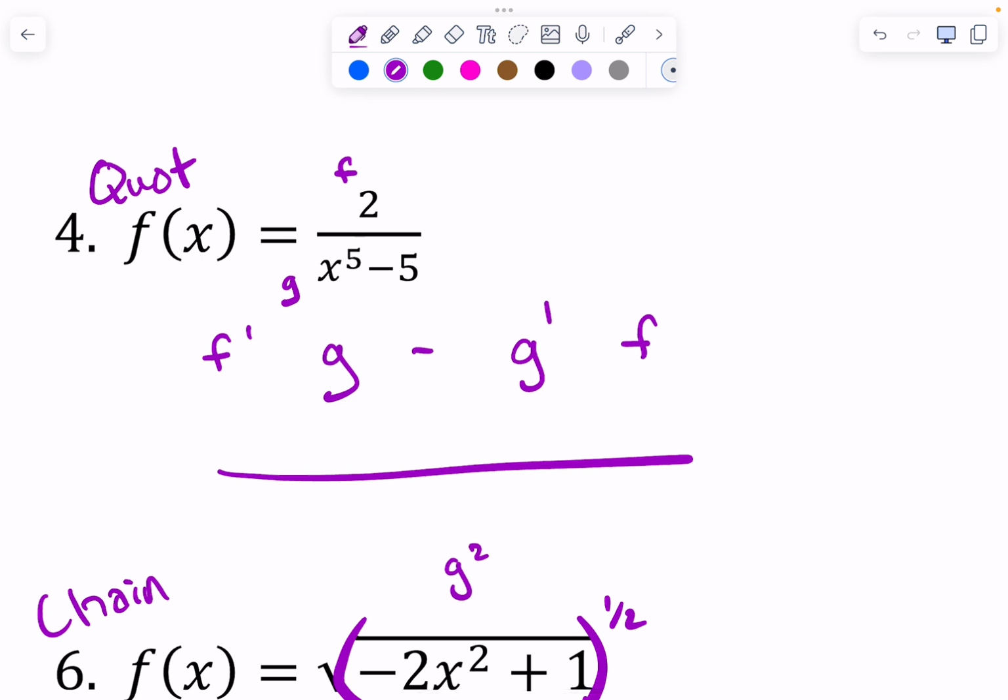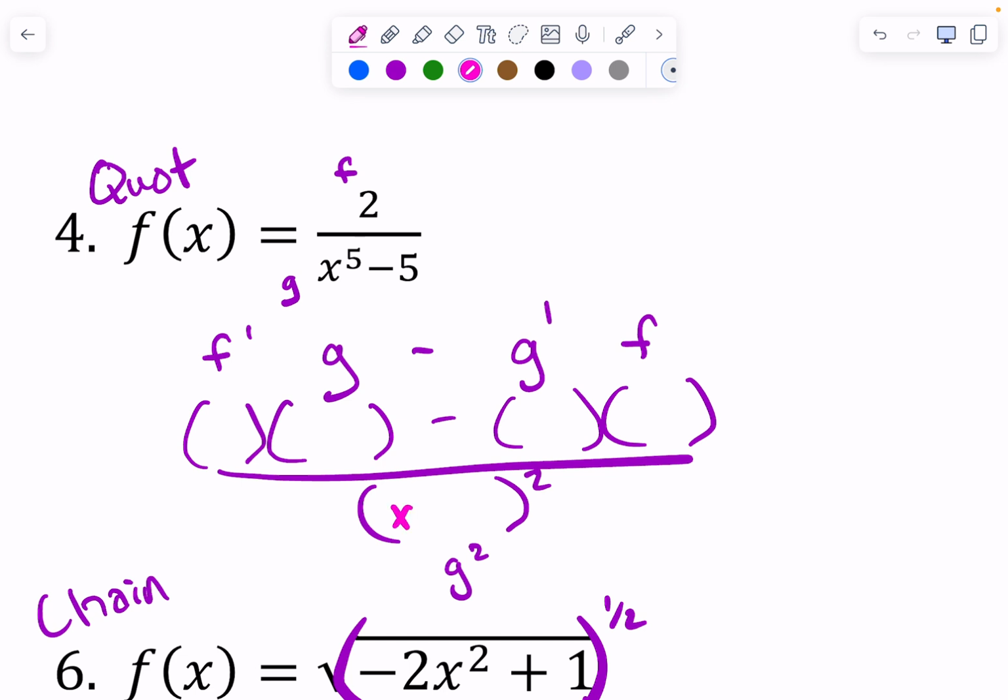Okay, all right, so I've got my 4 pieces on top, just like we did before, except we're going to be really, really super careful when we distribute that negative through, right? All over G squared on the bottom. The bottom, x to the 5th minus 5 squared, we are not going to FOIL that out. Okay, what is F prime? 0, right? It's a constant, so we don't even care what the x to the 5th minus 5 is. It's just going to go away. G prime, what's G prime?